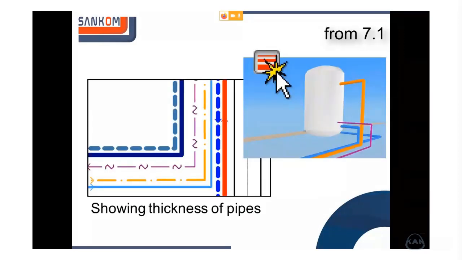The other option is showing the thickness of the pipes depending on the selected diameter. And as you see, this function works on drawings, also in the 3D visualization.